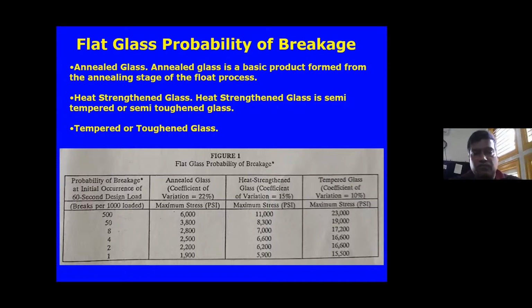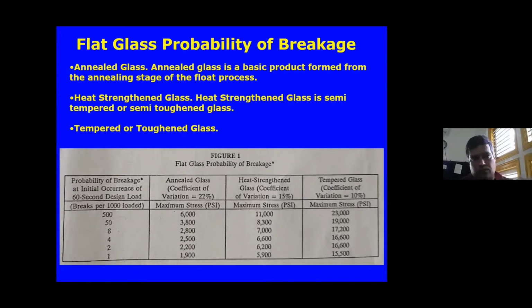Then we used to fully load it per the loading condition, which could be wind load, dead load or live load, and come up with the stresses in the glass. So if there is a 6,000 psi stress on the glass, the probability of breakage for an annealed glass would be 500 per 1,000. So if there are 100 glass panels, half of the glass would fail under full loading. Compare that to a tempered glass at 15,000 psi, where only one glass panel would fail. The probability would be very low.